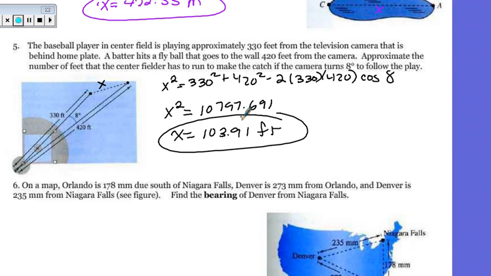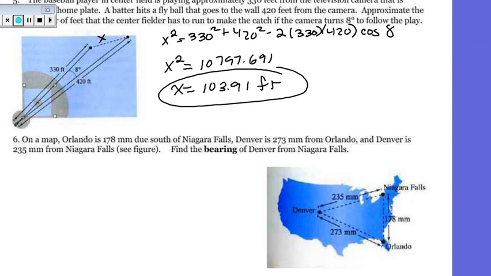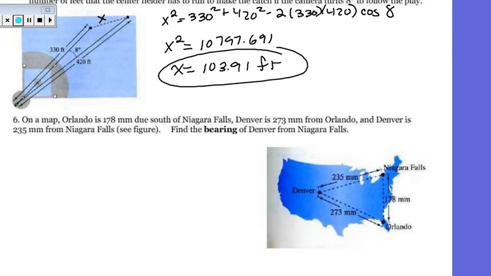The last problem we have to do is with navigation. So we have a map here. It says that Orlando is 178 miles due south of Niagara Falls, and Denver is 273 from Orlando, and Denver is 235 from Niagara Falls on this map. We want to find the bearing of Denver from Niagara Falls. When we talk about bearing, we are talking about a turn from due north. So what we're looking for ultimately is this angle outside here.